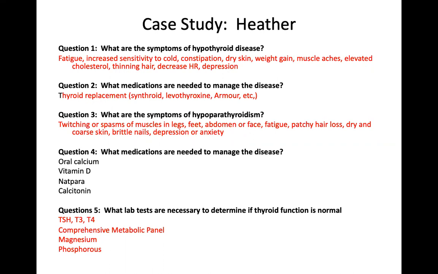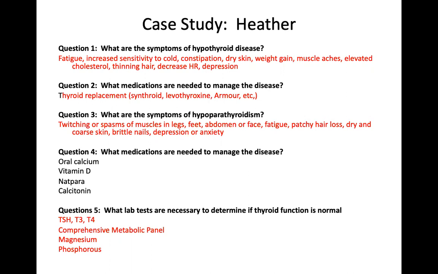Okay, why do I want a comprehensive metabolic panel on her? The reason is because I'm going to see the calcium. All right. And then magnesium, I want to do that on her just because I want to make sure that her magnesium levels are okay. And her phosphorus, if her calcium is low, her phosphorus is going to be high. Okay. They're inverse. So you want to keep them both at the normal range.